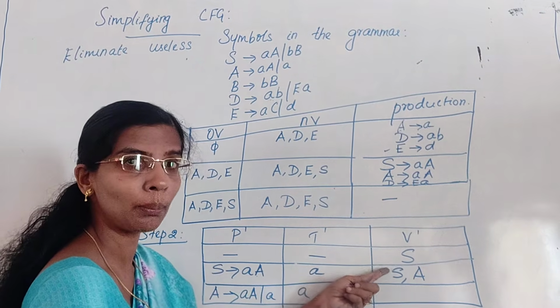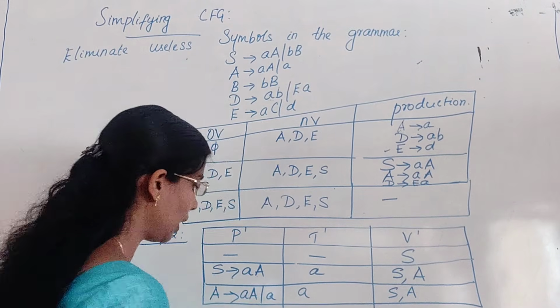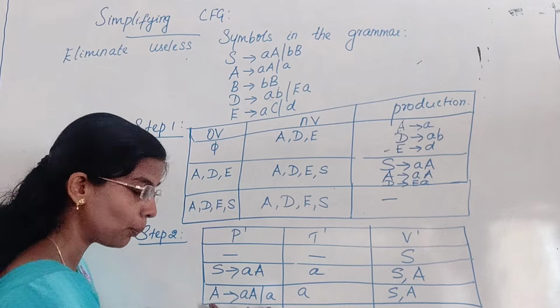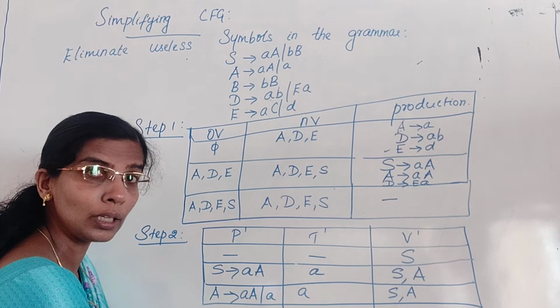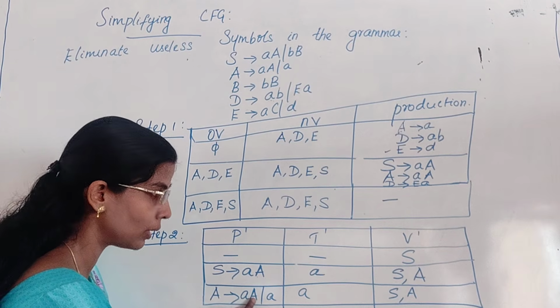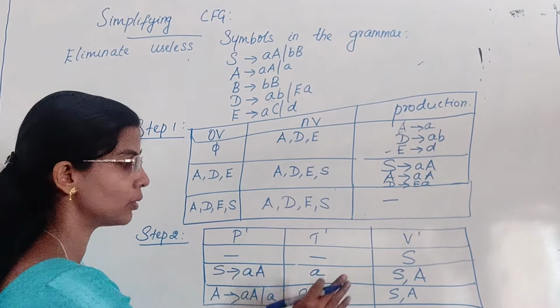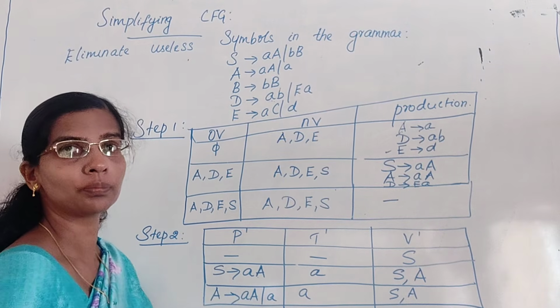Similarly, copy the variables from the previous row. What is that? S, comma, A. Now check the production whether you get any new non-terminal, new variable. Right, you have only A, which is there already. No other new non-terminal. So you can stop with this.